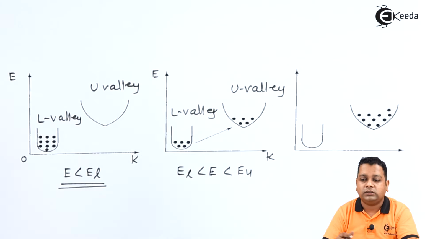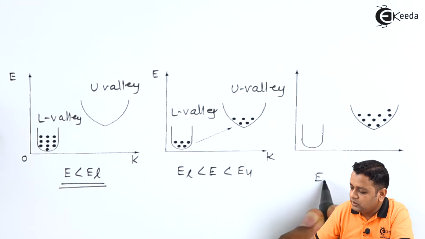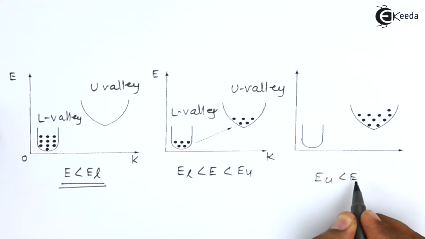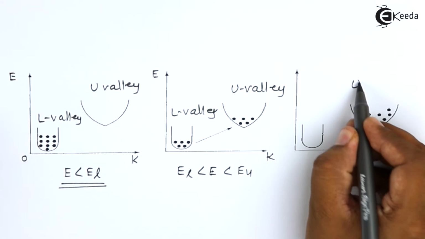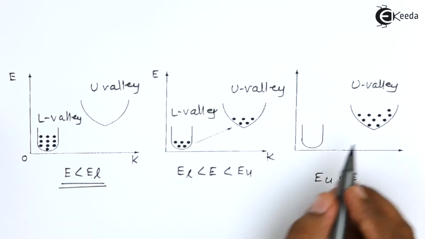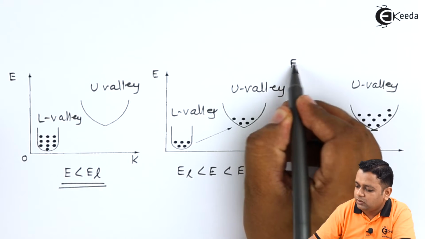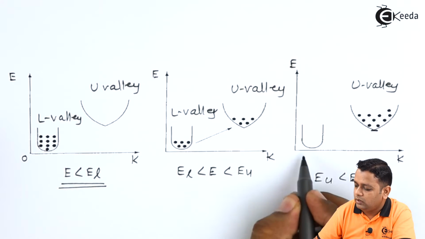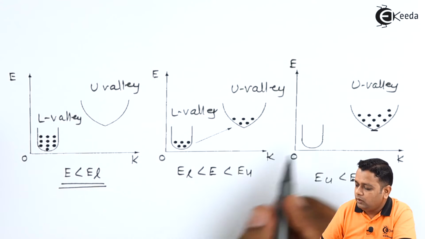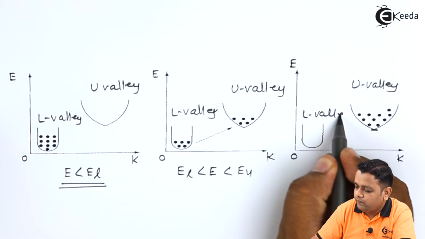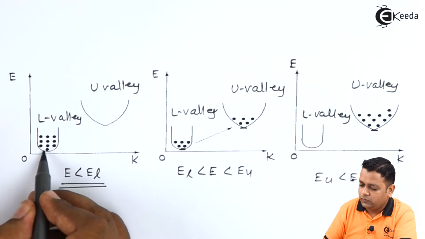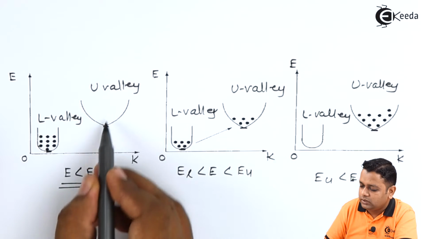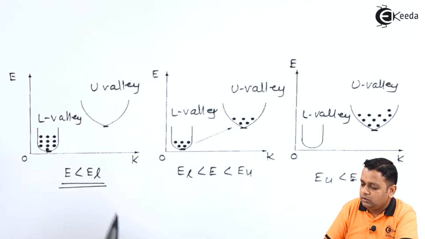Now in the third case we take the condition that EU is less than E, so the energy of the electron is greater than the energy level of the upper valley. So here it is the upper valley, and this will be the energy level. On this axis we will take E, K here and 0 markings here. Now this is the L valley. So this is the marking of EU, and this is the marking of EL.